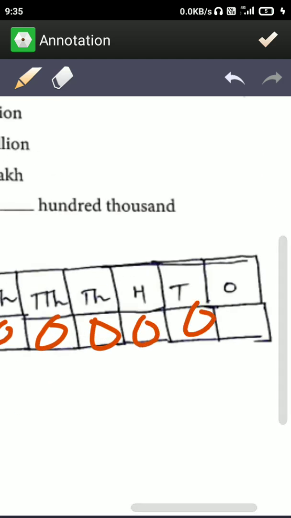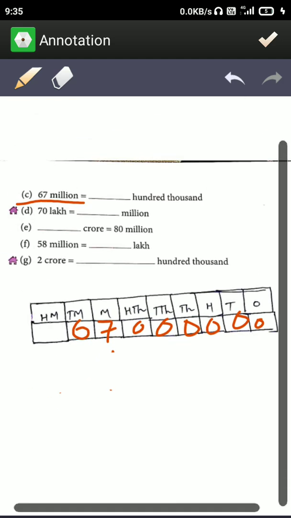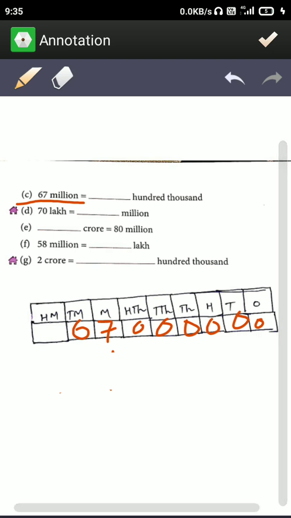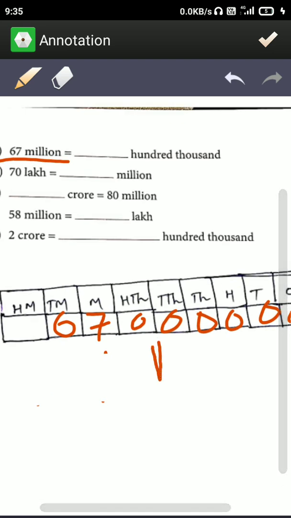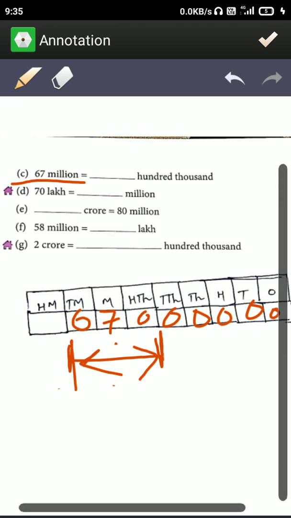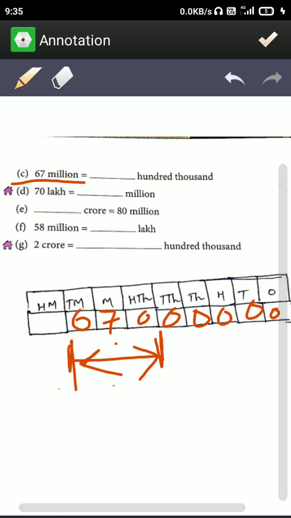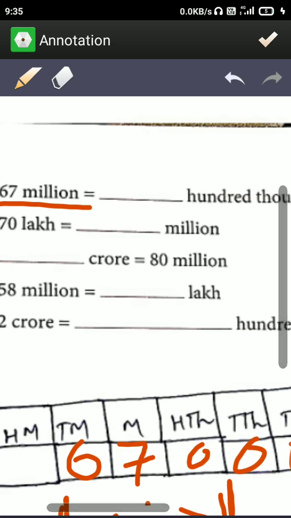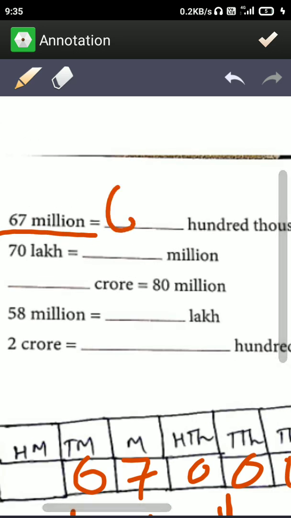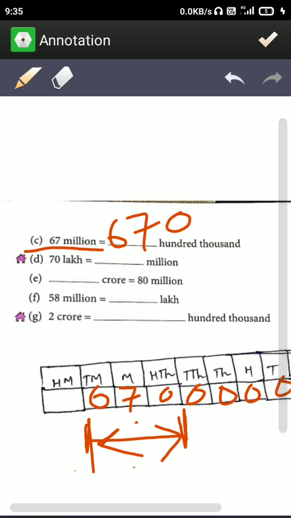0 0, and we have to tell how many 100,000 it is. Here you can see 100,000, and here it is million. So I hope you are able to give the answer. It is 600 what? 670 hundred thousands.